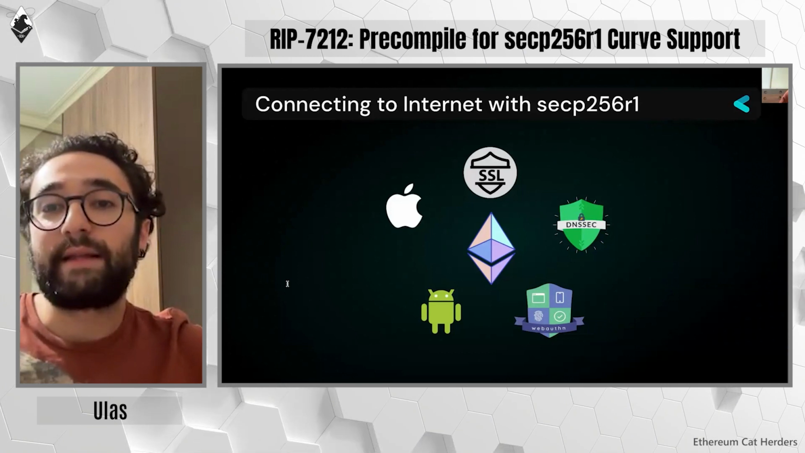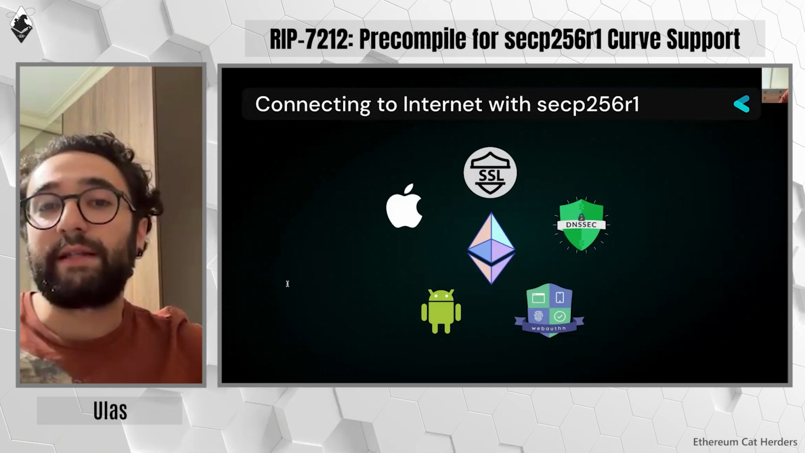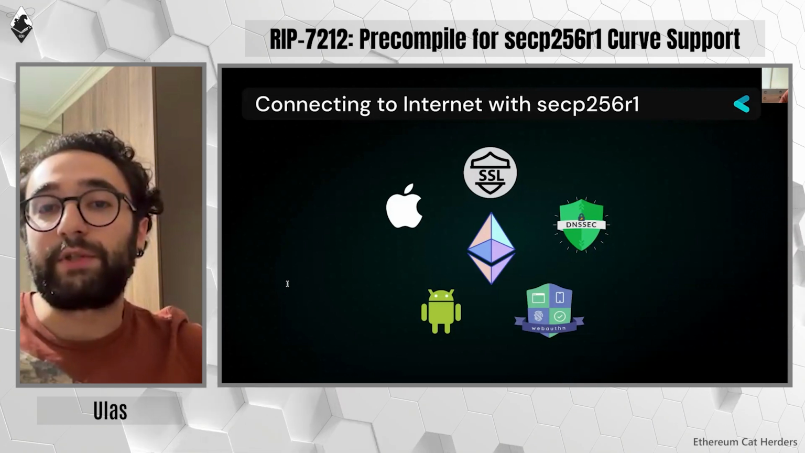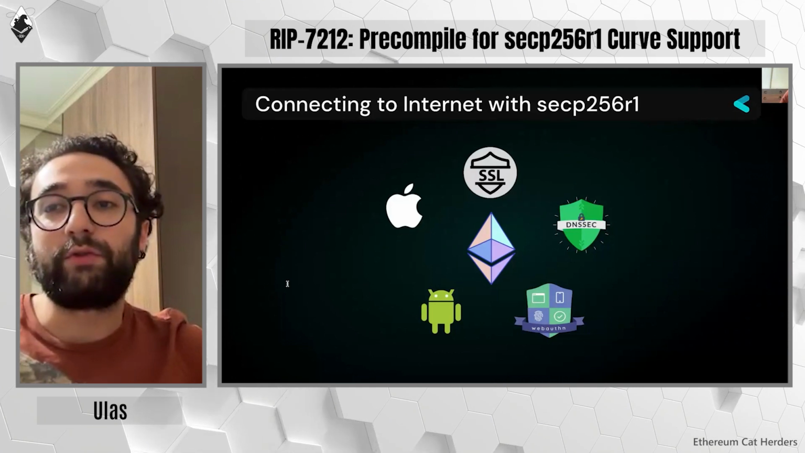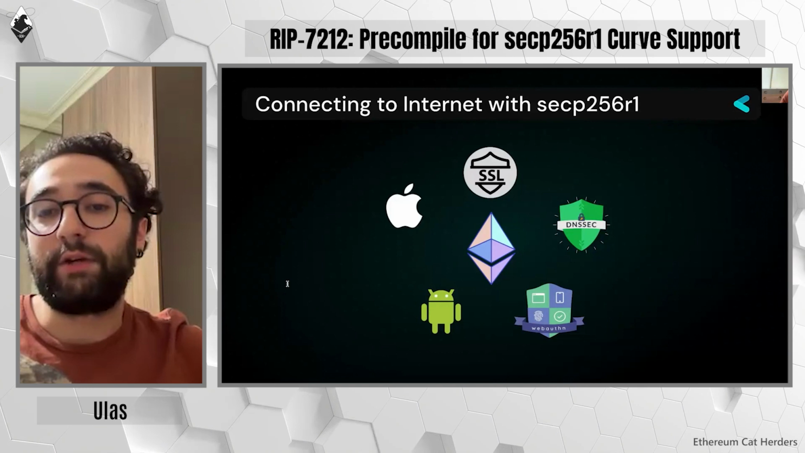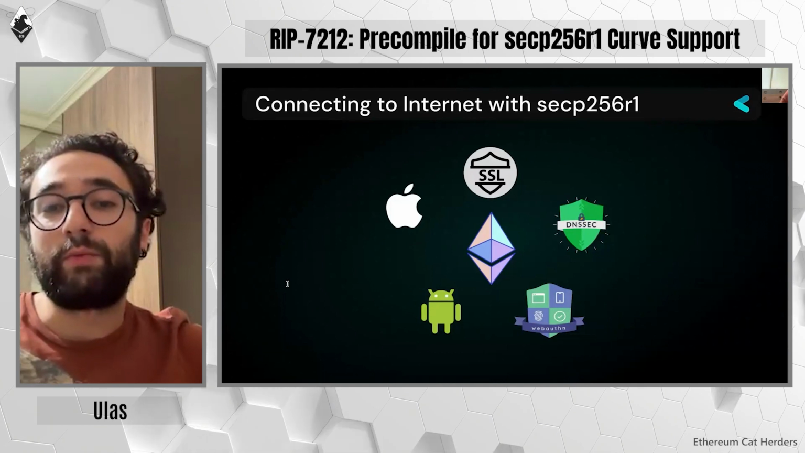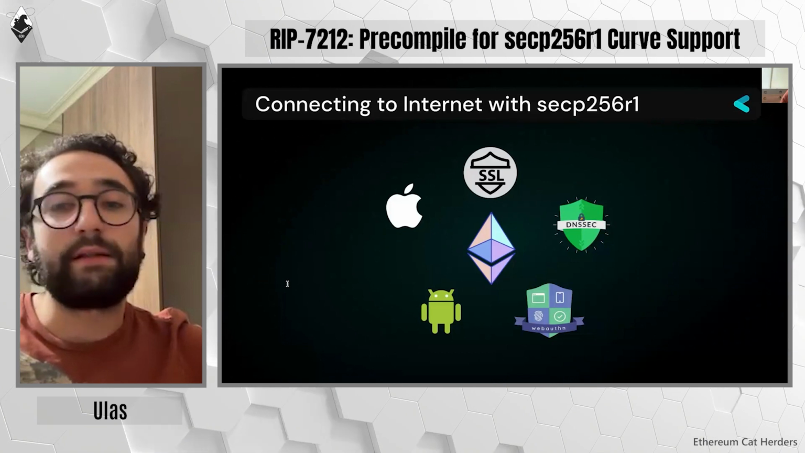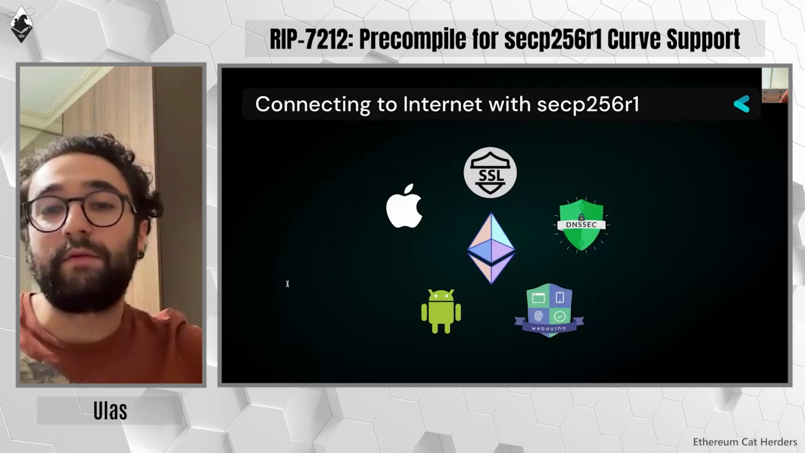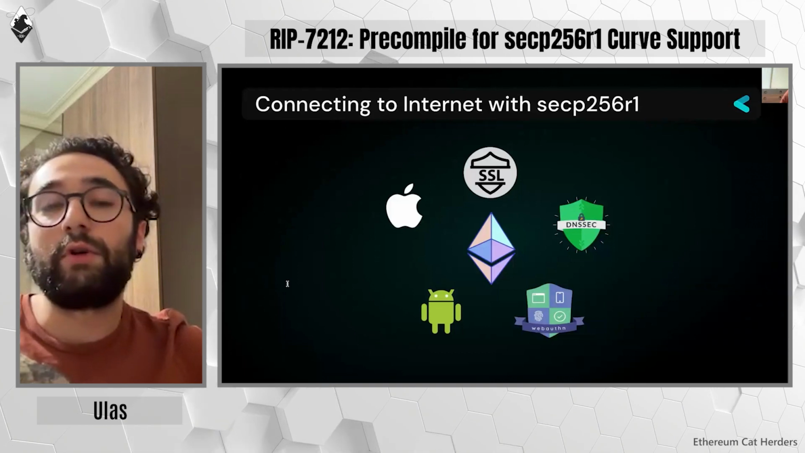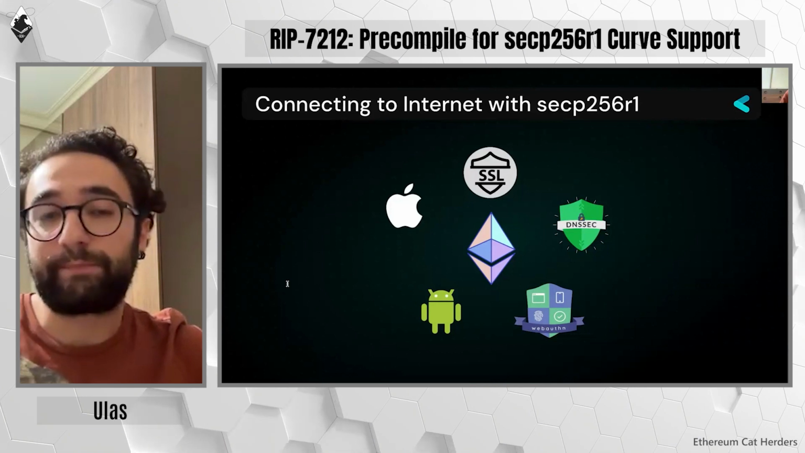Also, SSL and DNSSEC protocols are utilizing this R1 elliptic curve in their mechanisms. We are not able to utilize these protocols in Ethereum. And WebAuthn is also a very popular new signing standard for browsers and mobile devices. We are not able to directly use this protocol in Ethereum either.